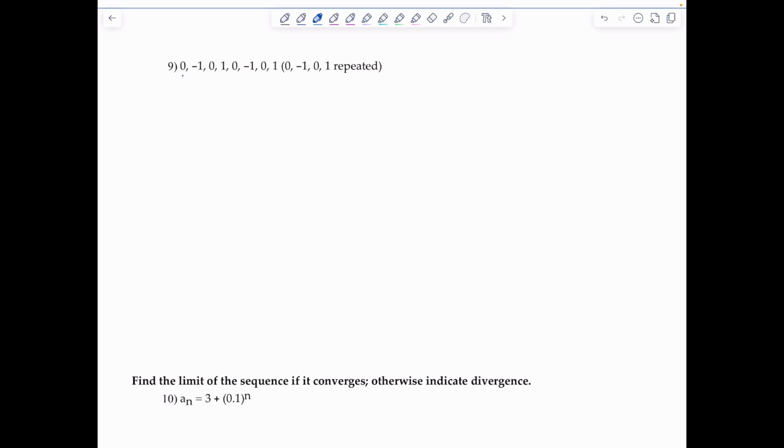Like, I want you to notice this is the same as cosine of pi over 2. Negative 1 is cosine of pi. This is cosine 3 pi over 2. Then now this is cosine 2 pi. Notice I have cosine of, and I keep adding pi over 2. This is 1 pi over 2, 2 pi over 2, 3 pi over 2, 4 pi over 2. This is going to be cosine of 5 pi over 2. So I could say a sub n is cosine of n pi over 2.